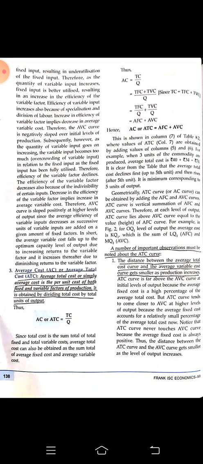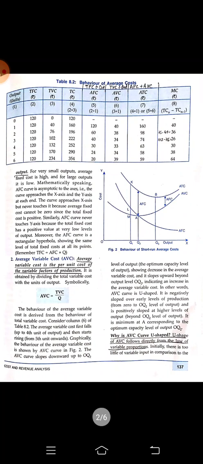Okay, so point number 3 is saying the minimum point on the ATC curve, that is point B, lies to the right of the minimum point of the AVC curve, that is point A. Point B, you can see, is towards the right side of point A. From here we can understand that point B is denoting the minimum point of the ATC curve and point A is showing us the minimum of the AVC curve, but both the minimums are not in a straight line.